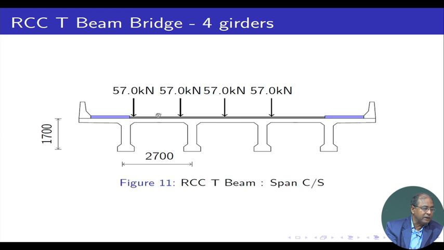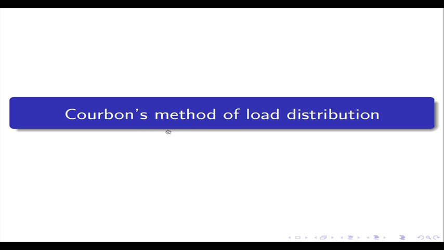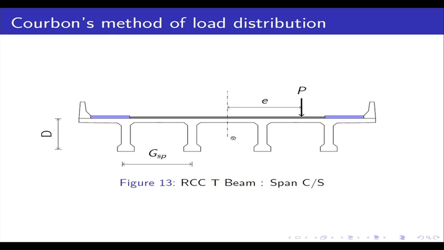Similarly, for the other one, if P is the load for one set of wheels along one line, this one will take P by 2, this one P by 2, and so on. Our objective is to get P1, P2, P3, P4 this way. There are many methods, but the most popular is Courbon's method of load distribution, and that is the one we use.